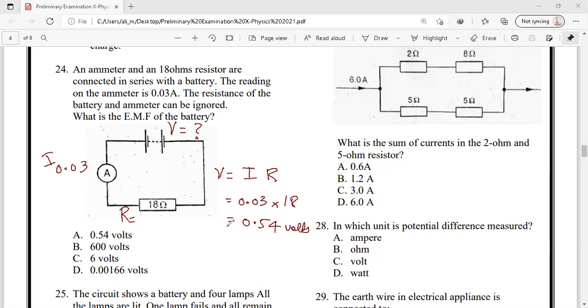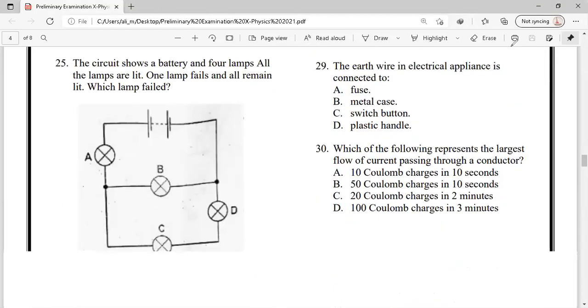So the product is 0.54 volts. So the correct answer will be in option A. Let's move to our question number 25.